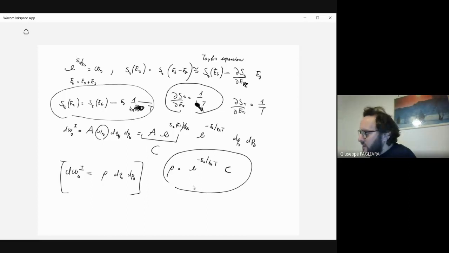We normalize rho in such a way, let me change page. Here. Scusi il foglio, prof. For reasons that will be clear, I have not changed page, sorry.